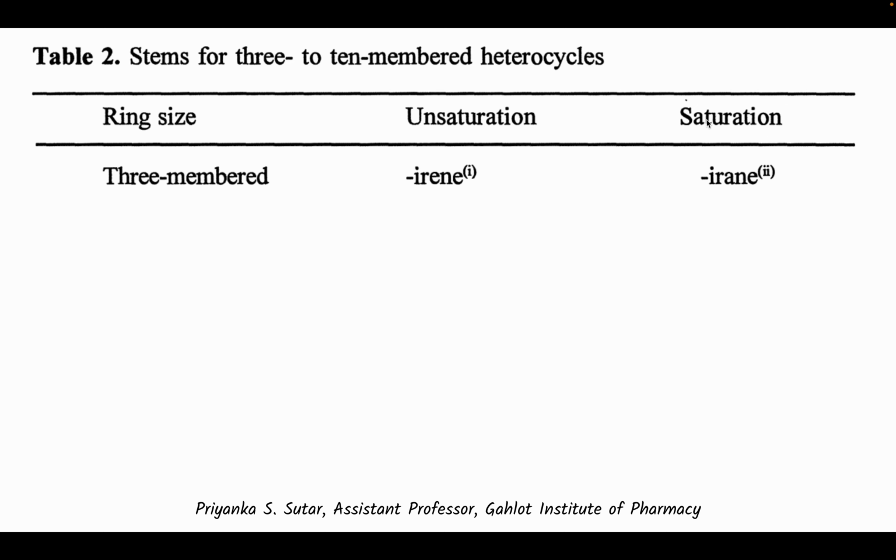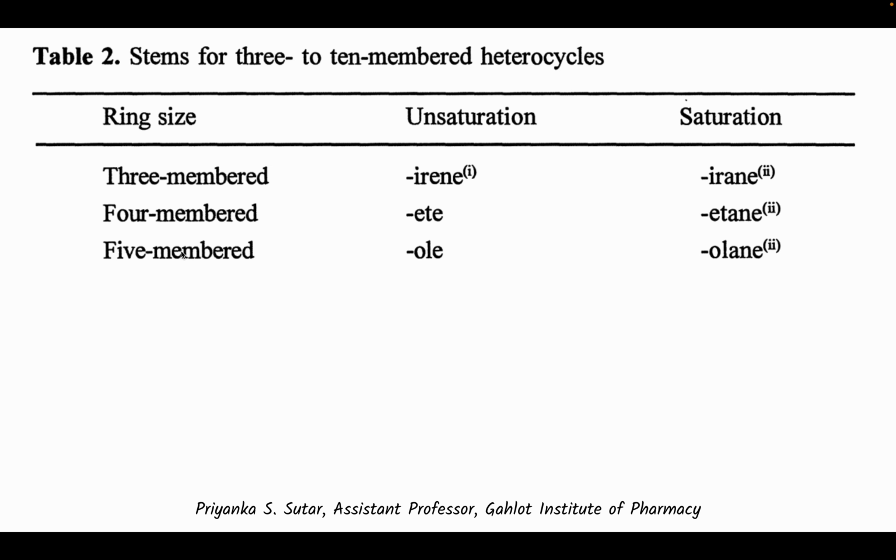Now, if the ring consists of 3 members, and the ring is unsaturated, then you can write IRENE, and if the 3-member ring is saturated, then you can use the stem IRANE. Then for a 4-member ring, if the ring is unsaturated, you can use the stem ETE, and if the 4-member ring is saturated, then you can use ETANE.